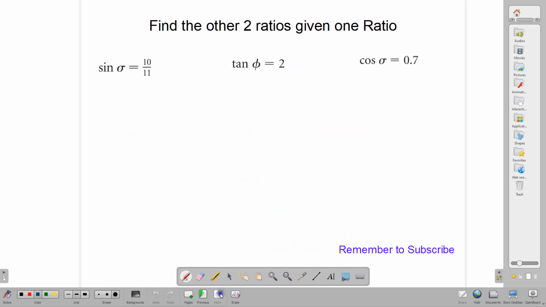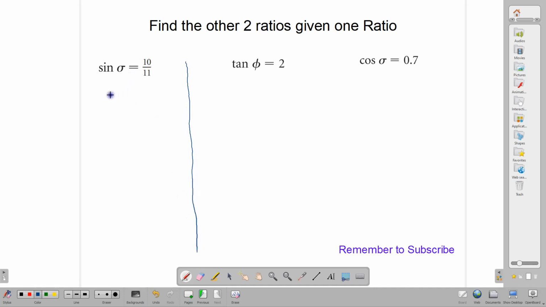We are now going to look at how to find two other ratios given one ratio. Now remember, we said that there are 6 ratios, but for CXC purposes, we concentrate on only 3: sine, cosine, and tangent. And here, we say if the sine of the angle is equal to 11 over 10, then we can find the other two ratios related to that one.